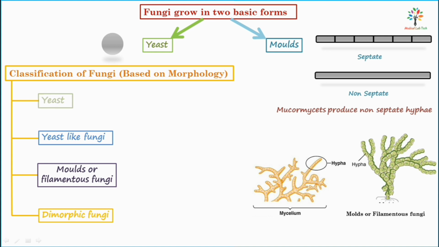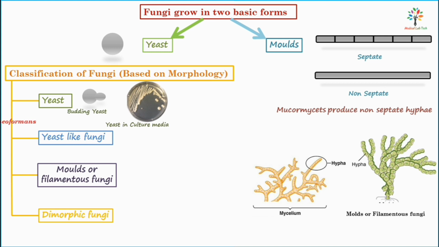Yeasts are round or oval unicellular fungi. They reproduce by an asexual process called budding. Yeast forms smooth and creamy colonies on culture media. Cryptococcus neoformans is an example of a pathogenic yeast which can cause disease in human beings.